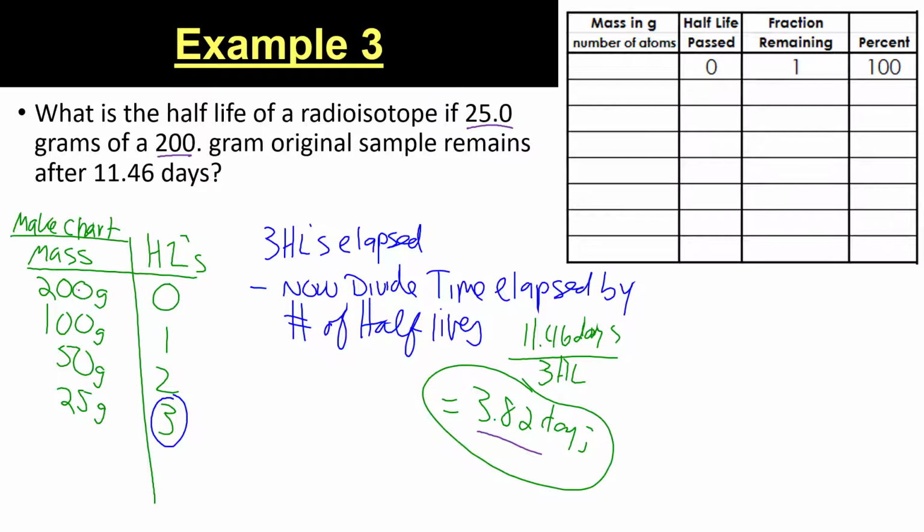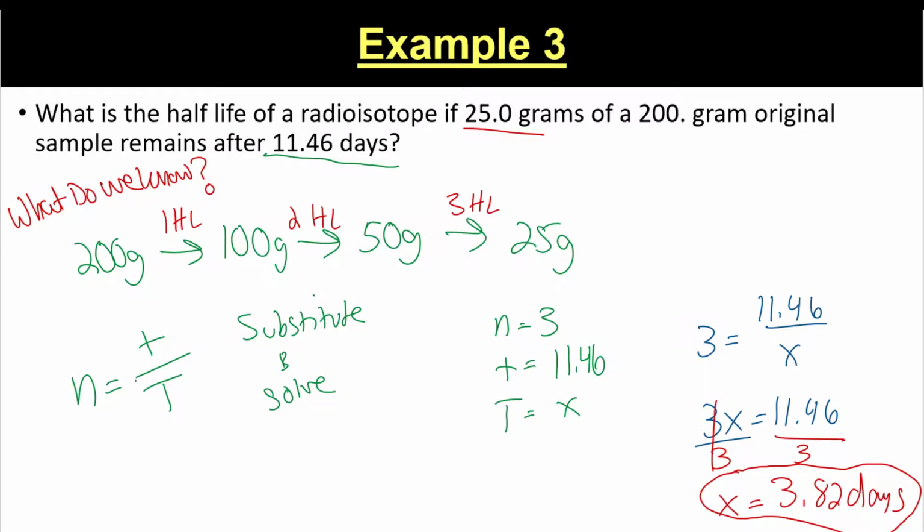I started with 200, cut it in half, 100, cut it in half, cut it in half, and then I filled in how many half-lives it would take. It actually might be a little clearer looking at the horizontal method. So you can see I started with 200, underwent 1 half-life to 100, another half-life to 50, another half-life to 25. That got me what I was looking for in the question, and that tells me it took 3 half-lives.